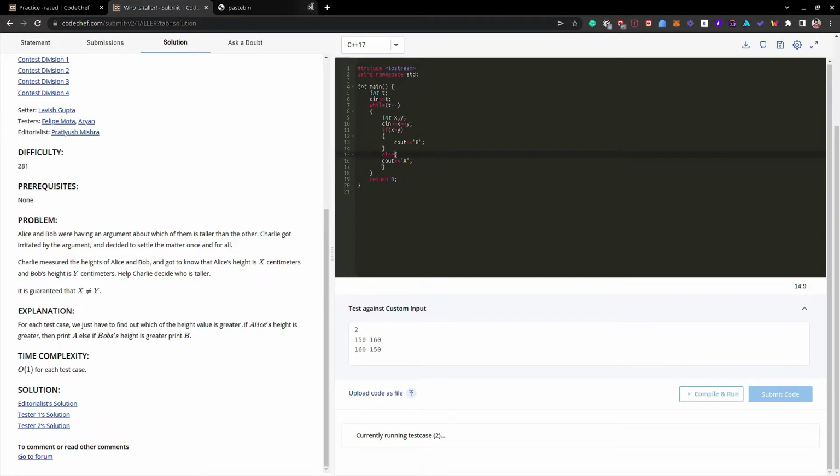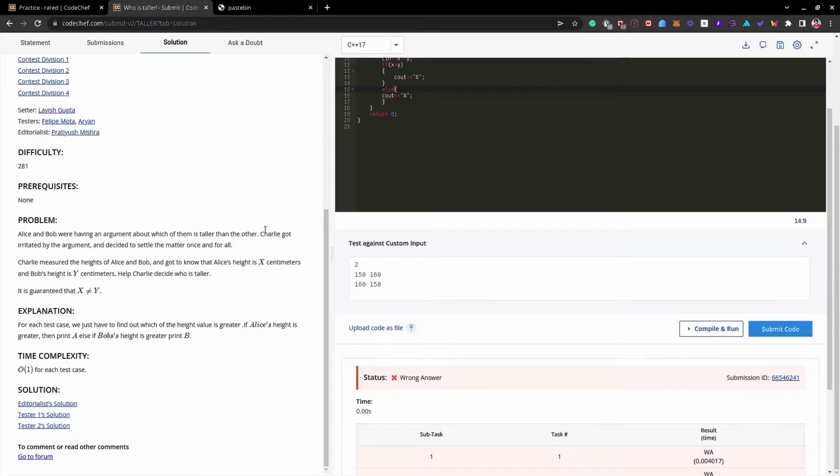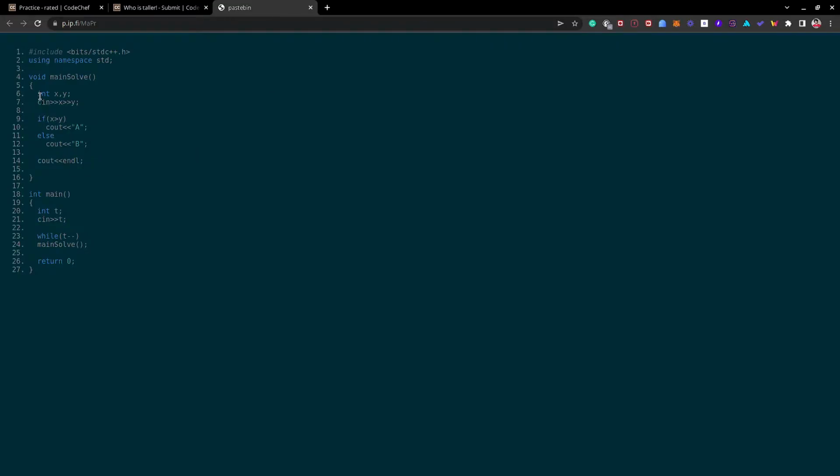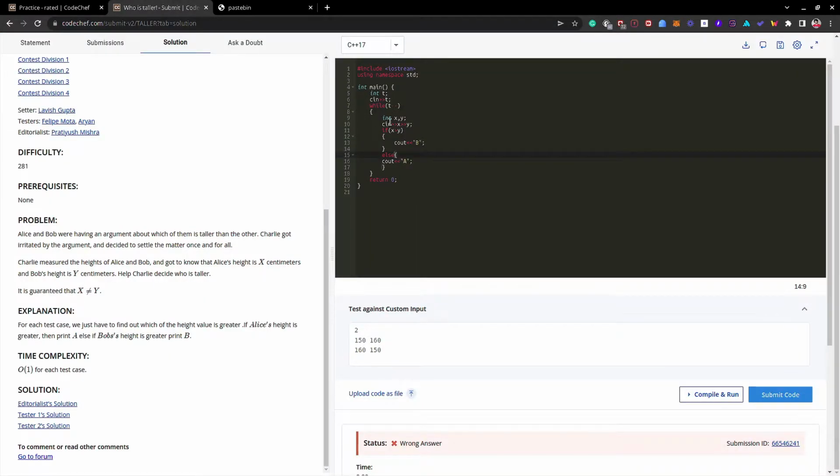I'm like, chal ja yaar, ab to. It's still a wrong answer. How? Okay. Do one thing. I'm just copying the portion here, because the main chance of getting errors is this part.